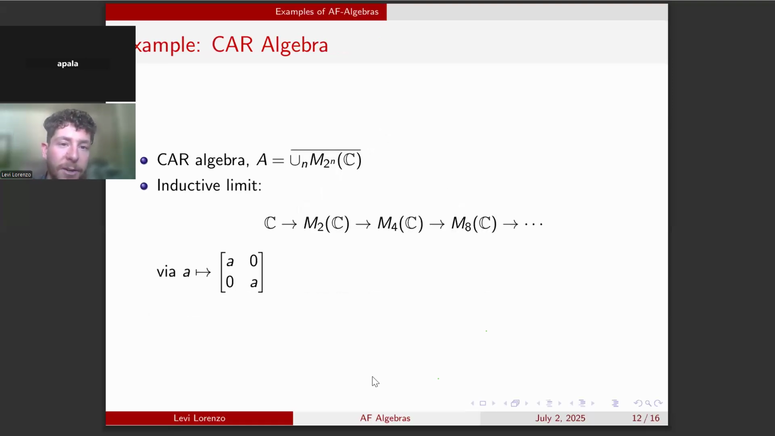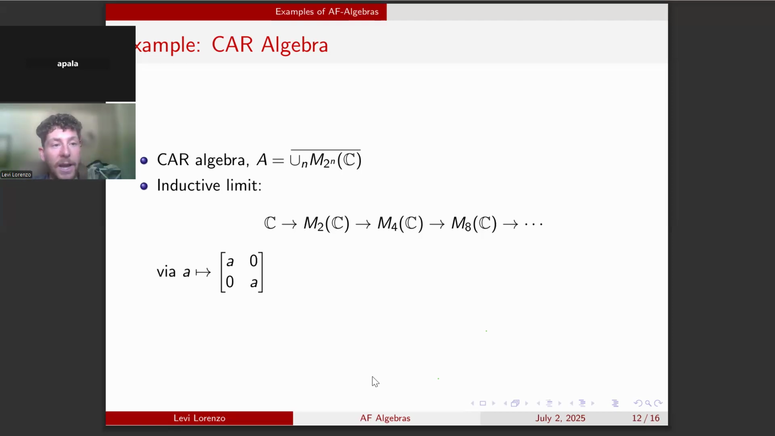Another example that comes up a lot, and is related to some of the dynamical systems I study, is called the CAR algebra. CAR stands for canonical anti-commutation relations. It has a lot of applications to physics, which are not my research, but a lot of people are interested in the CAR algebra for that reason. This algebra is isomorphic to the closure of the union of matrix algebras whose dimensions range over the powers of two.